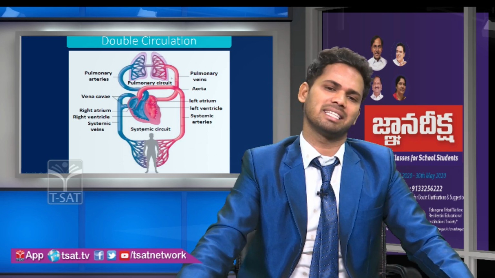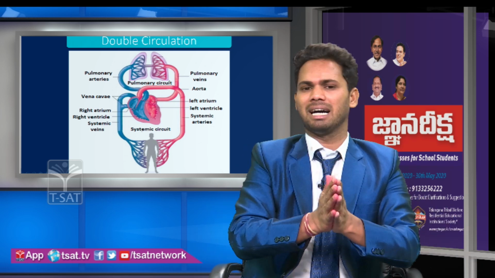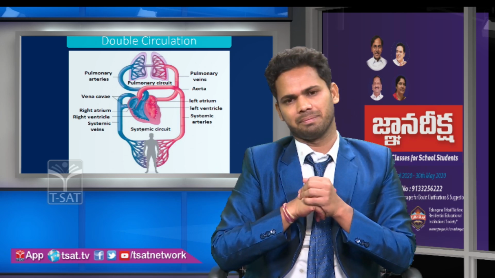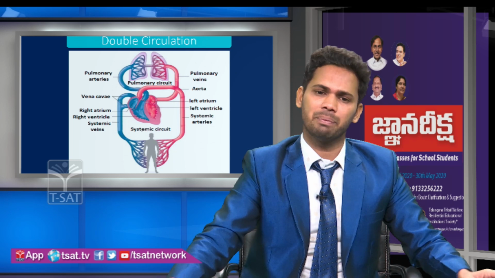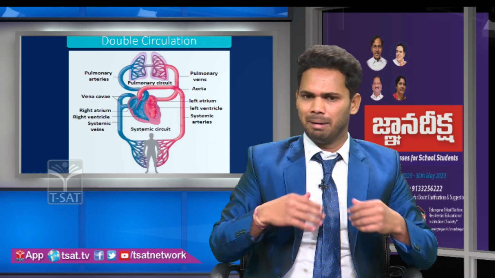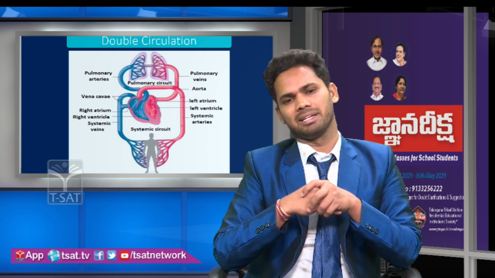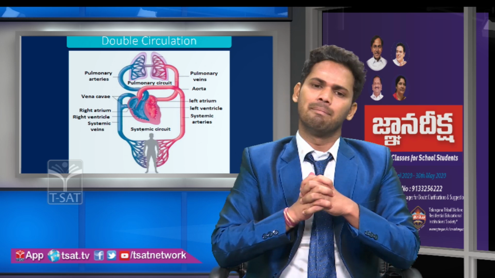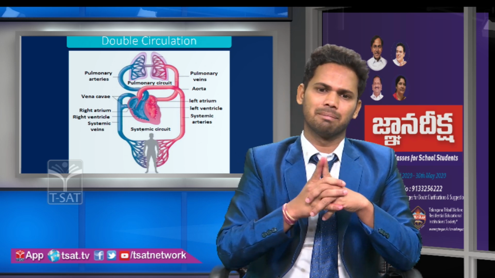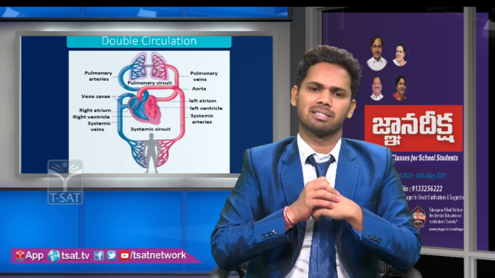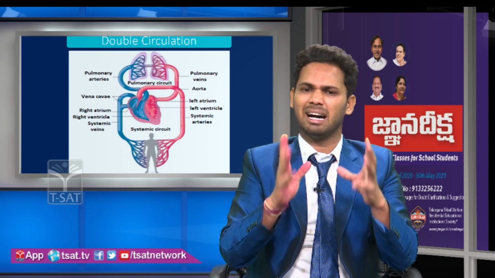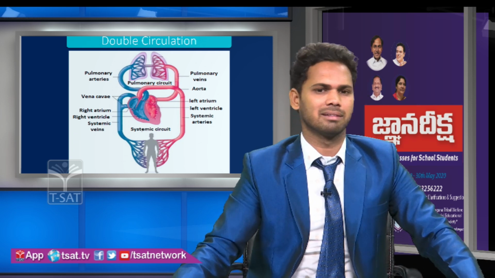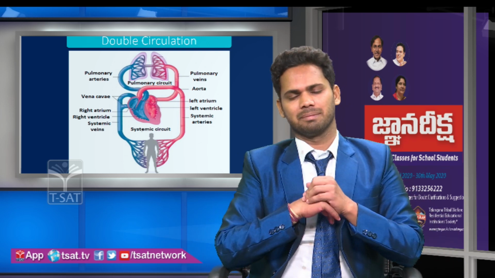Pulmonary circulation is when blood is passing between the lungs and heart. When the blood is passing between the heart and body parts, it is called systemic circulation. So this kind of heart is called a double circulated heart. This kind of circulation is called double circulation. We are the best example for that.